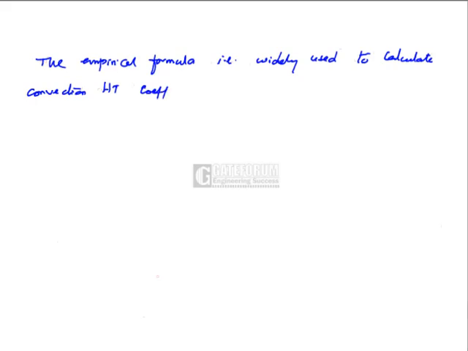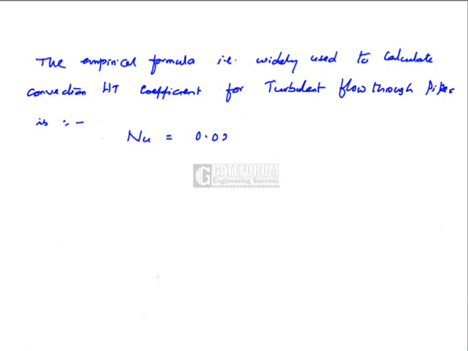The empirical formula that is widely used to calculate convection heat transfer coefficient for turbulent flow through pipes is Nusselt number is equal to 0.023 into Reynolds number to the power of 0.8 into Prandtl number to the power of n, where Nu is equal to Nusselt number given by Hd by K.